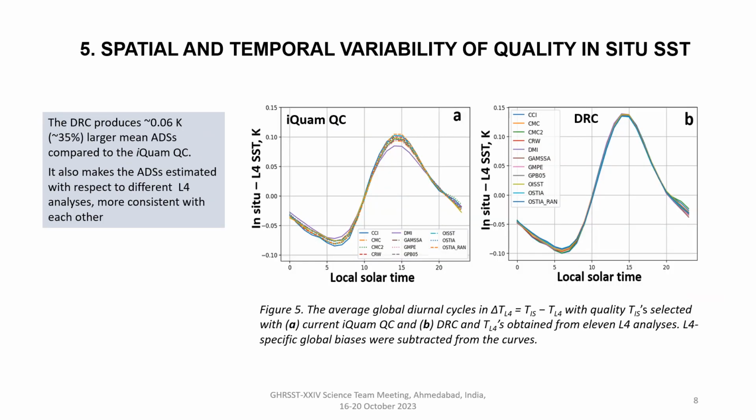These figures compare the mean global diurnal cycles in deviations of in situ SSTs from the analysis, estimated from 11 L4 analyses, and quality in situ SSTs selected with the iQuam QC in figure 5A and the DRC in figure 5B. The DRC increased the mean ADS by approximately 35% and minimized the difference between the ADS estimated with different L4 analyses.